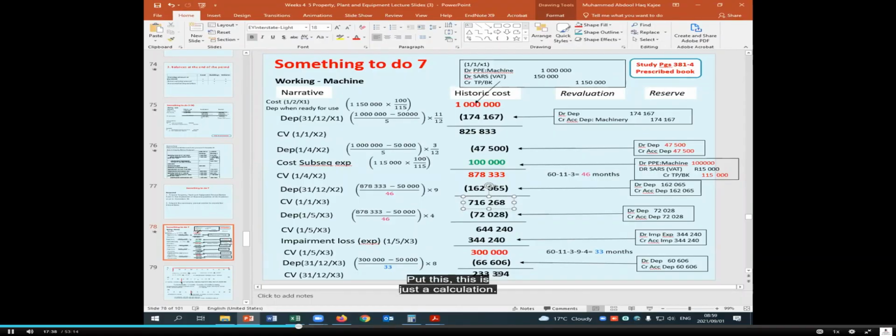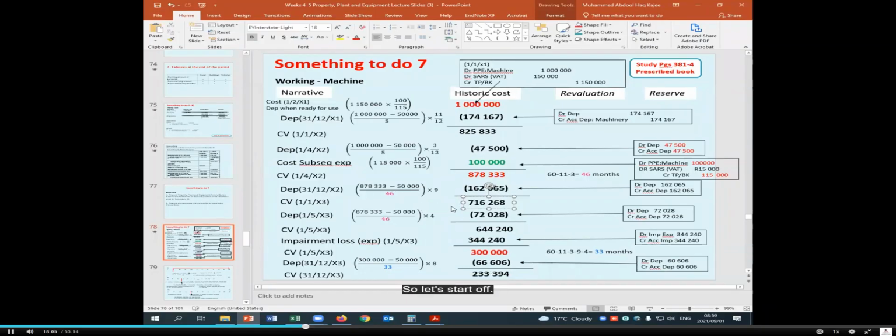Put this in, this is just a calculation. If you give this to your manager, it's not gonna help him. You can't give this to the users of your fund, the shareholders. It's just gonna be calculations. You need to put this, that's your job as an accountant, is to put this into the property, plant and equipment note. That's where your marks are in your tests, your exams. Right? Is being able to draw up statements.